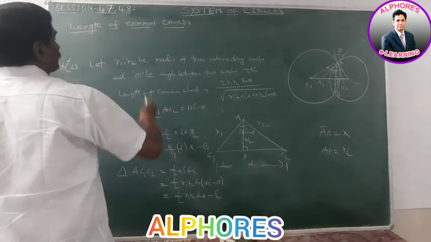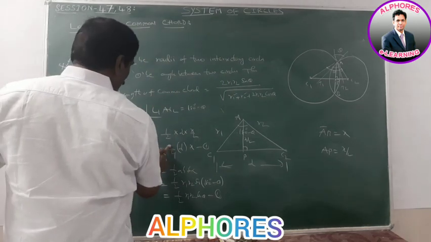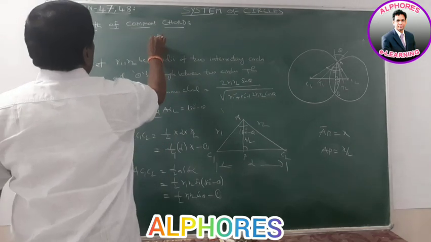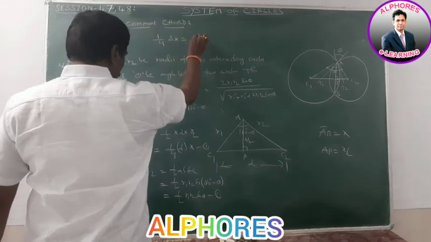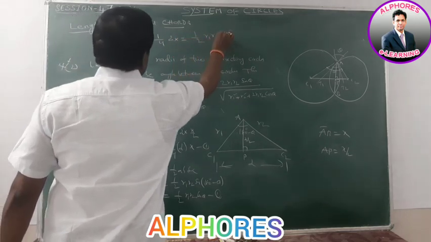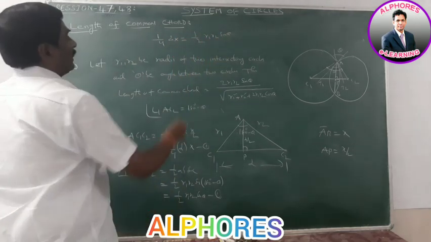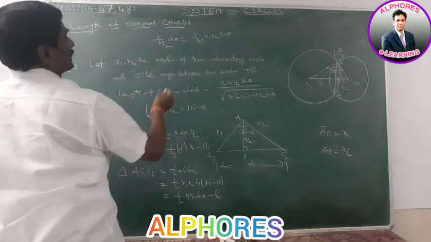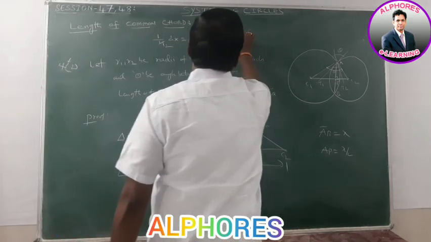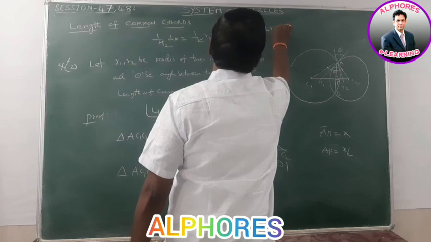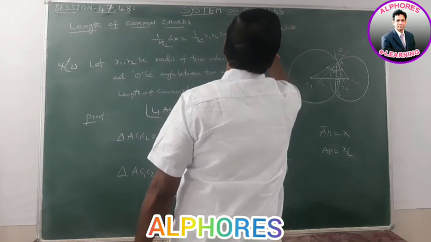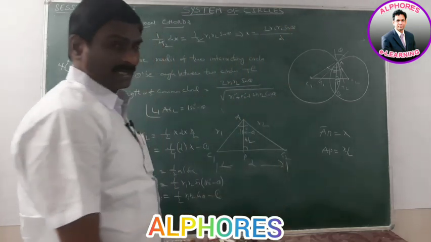values, we get 1 by 4 into dx is equal to 1 by 2 into R1 R2 sin theta. Here 2 times cancelled. What is the value of x? X is equal to 2 R1 R2 sin theta by d.